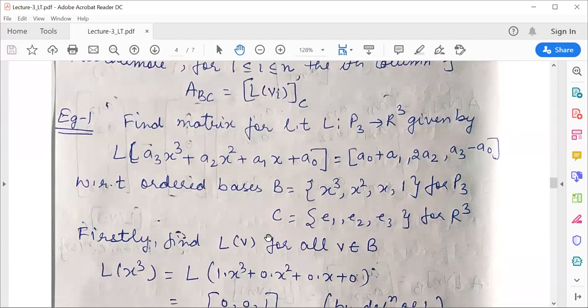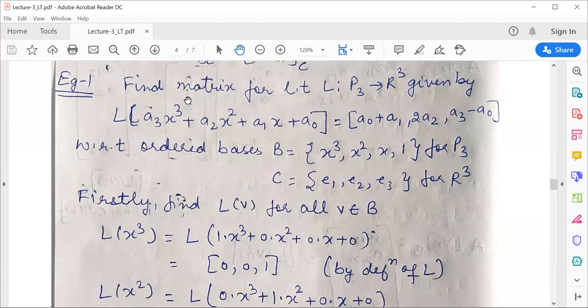Now moving toward the example: find the matrix of a linear transformation defined by this equation with respect to the ordered basis B equals this for P3, and C equals E1, E2, E3 for R3. What we have to calculate? We have to calculate the matrix for the linear transformation defined like this with respect to the ordered basis B, where B is the ordered basis for P3 and C is the ordered basis for R3. Here, this is my V and this is my W.